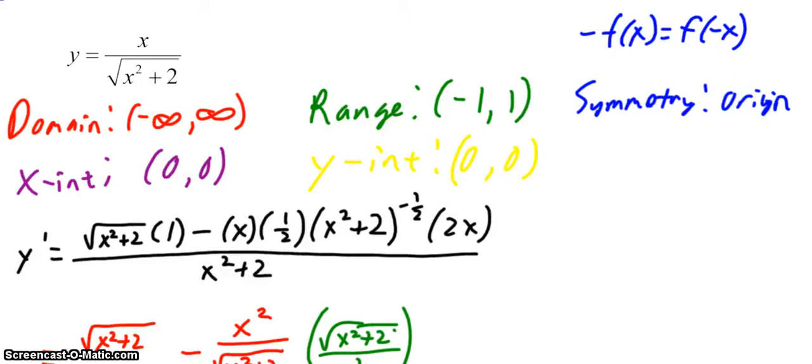Well, first we recognize the domain is all real numbers, because the numerator, I can plug in anything, and the denominator, no matter what I plug in, that's going to be a positive value. The range is negative 1 to 1. Again, I'm going to get that at the end.